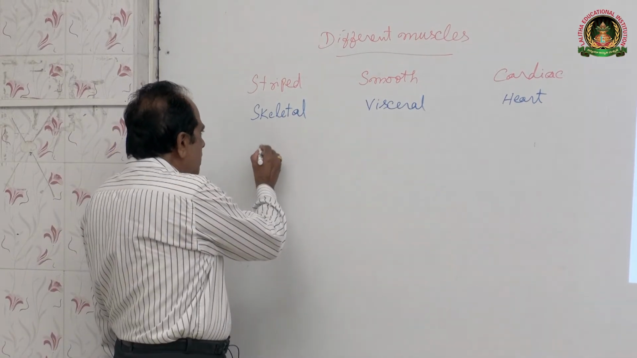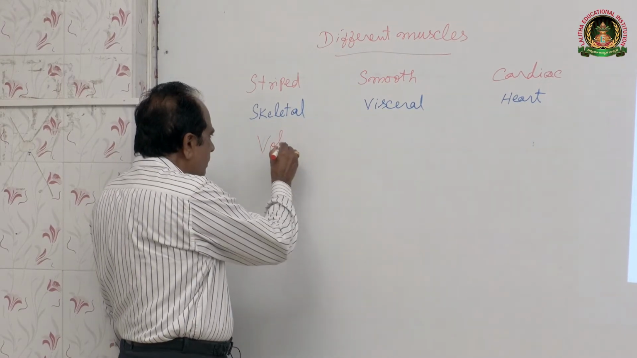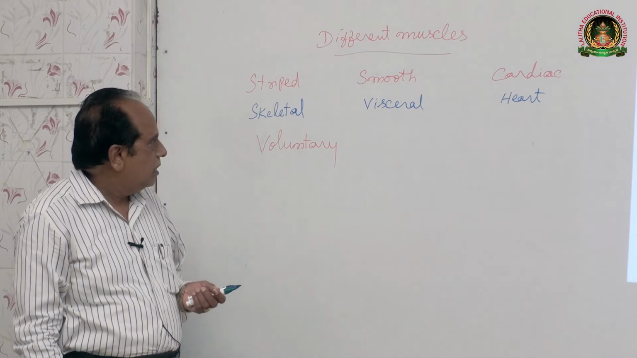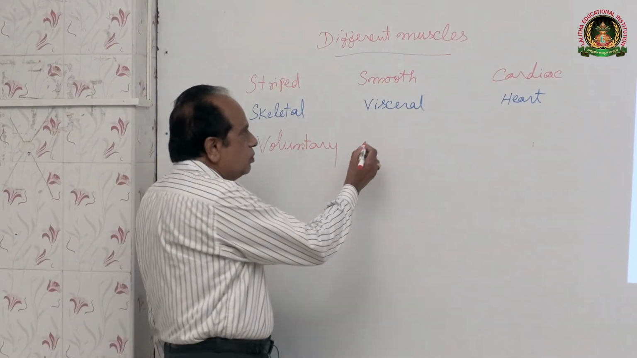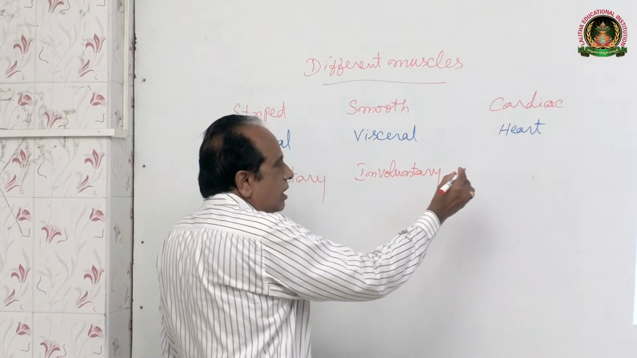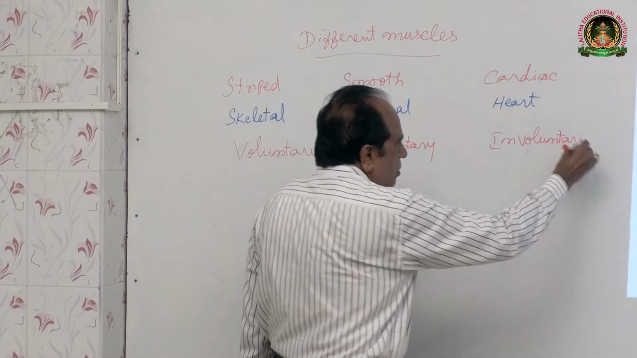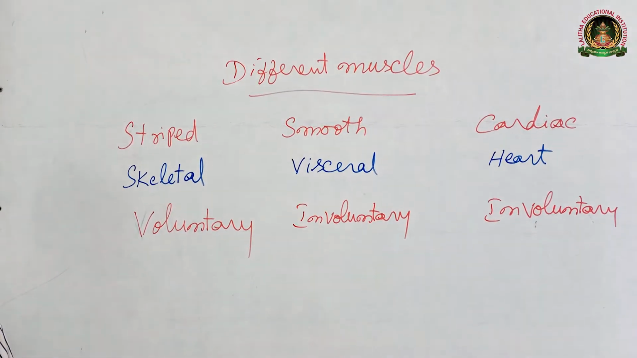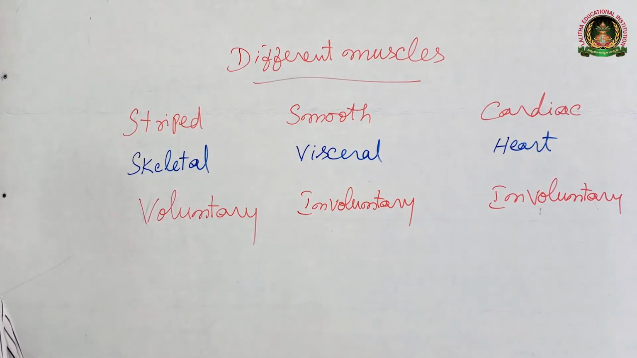The striped muscles are voluntary because their contraction and relaxation is under the willpower of the central nervous system, and smooth muscle fibers are involuntary. Similarly, cardiac muscle fibers are also involuntary. So, we cannot control the contraction and relaxation of smooth muscles and cardiac muscles, but we can control the contraction and relaxation of the striped muscles.